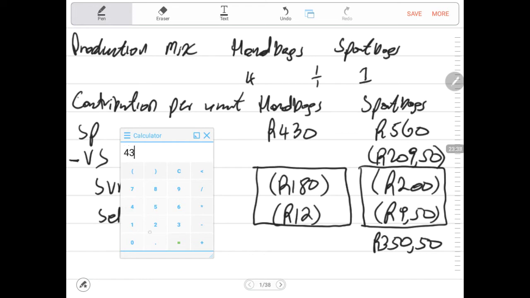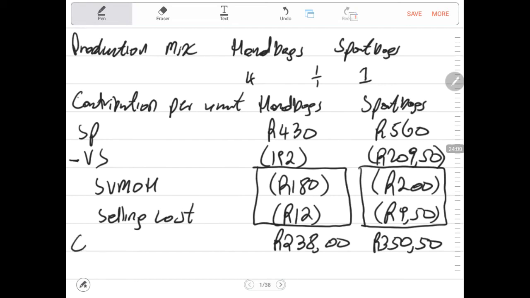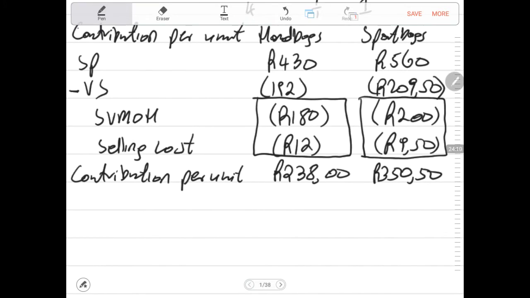Then after we say 430 minus, let me first say 180 plus 12, we have 192 minus 430. If we deduct 430, this gives us 238 rands, no cent. Then we get to contribution per unit. So now this is our contribution per unit. And I don't want to go further than that.